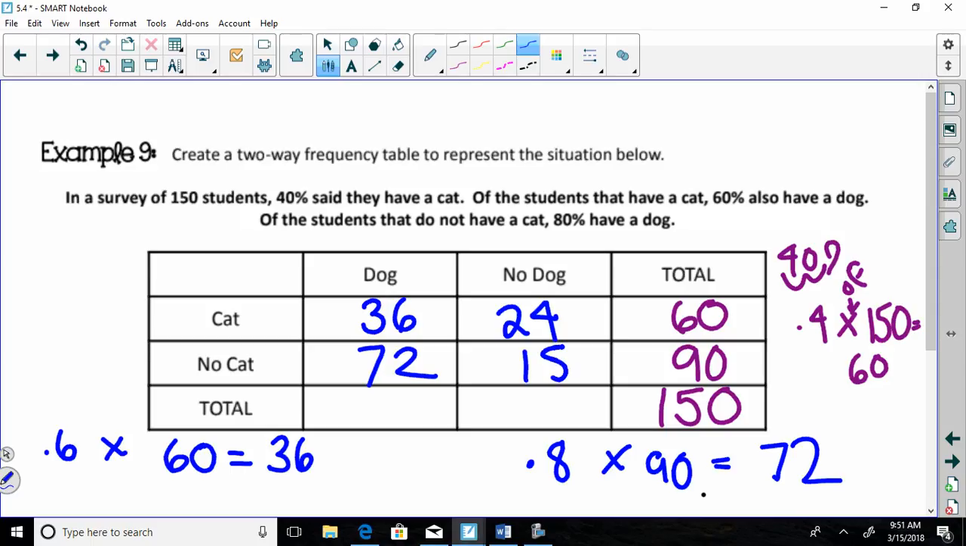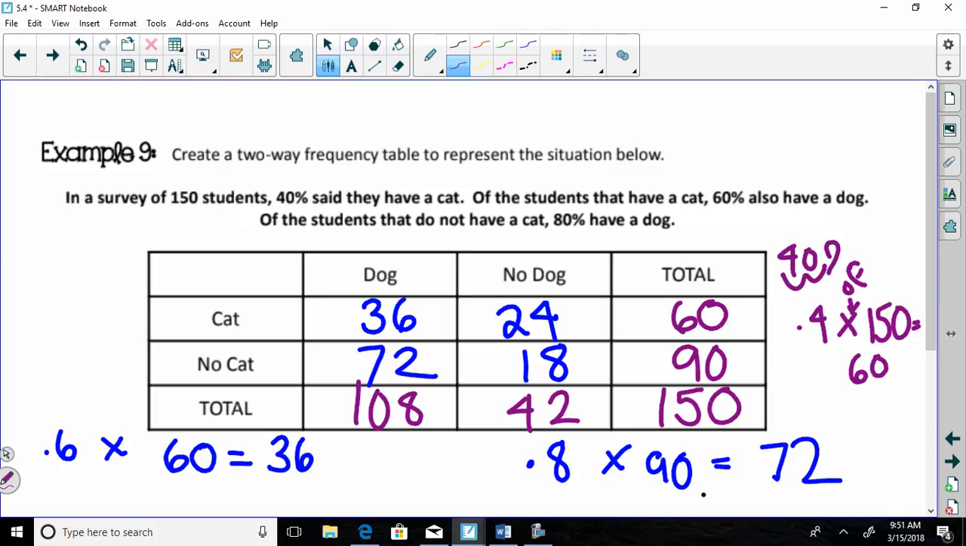Yep. And so then what's the total here when I add these? 42. From here? And these both should get you 150. So 90 plus 60, yep, 150. Yep. This plus that, yep, 150. So we got it. Does that make sense?